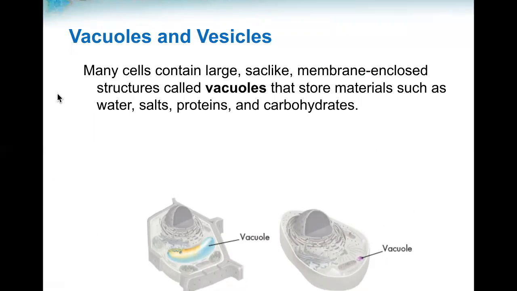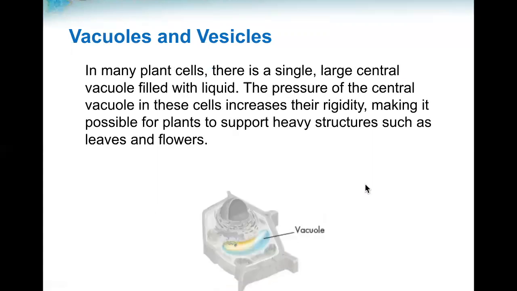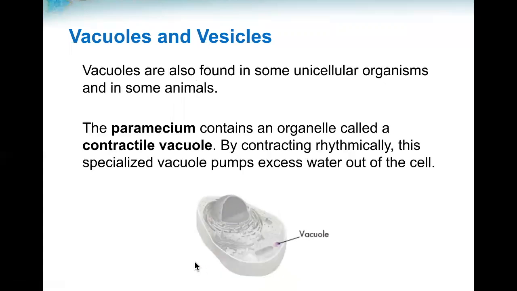Many cells contain large sac-like membrane-enclosed structures called vacuoles that store material such as water, salts, proteins, and carbohydrates. In many plant cells, there's a single large central vacuole filled with liquid. The pressure on the central vacuole in these cells increases rigidity, making it possible for plants to support heavy structures such as leaves and flowers. Vacuoles are also found in some unicellular organisms and in some animals.